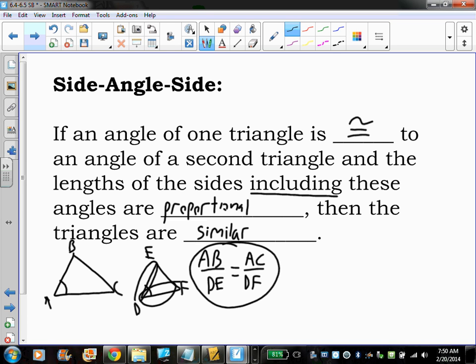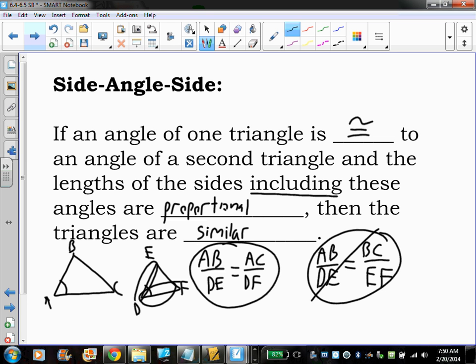If we were told only that A and D were congruent angles and that AB over DE equaled BC over EF, this would not by itself be enough to tell us that these are similar, because BC and EF are not included sides. They're not the sides that are including the angle. They're kind of not attached to the angle at all. So it has to be the two sides that are making the angle.